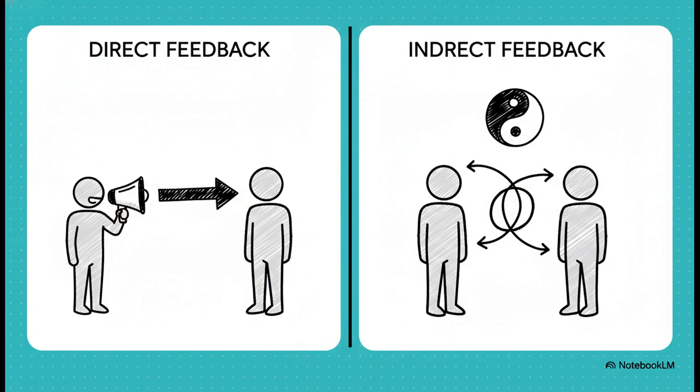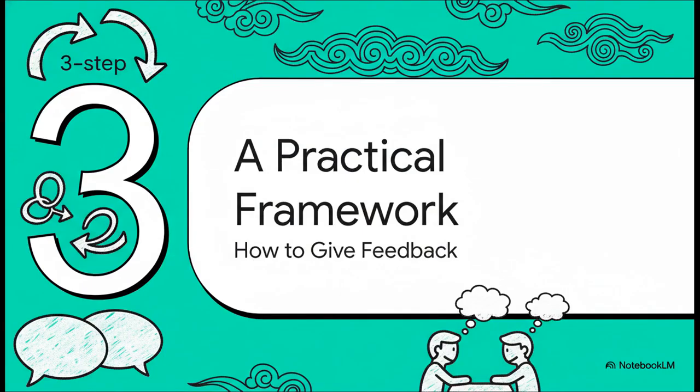Indirectness and subtlety aren't about being unclear. They are sophisticated tools for delivering a message respectfully and ultimately effectively. All right, now that we have the cultural why down, let's move from theory to practice. How do we actually structure our feedback to be both honest and respectful of mianzi? Well, I'm going to give you a simple 3-step model that you can literally use in your very next peer review.